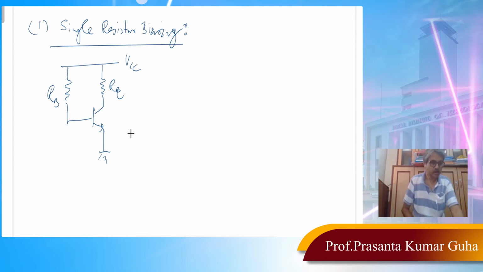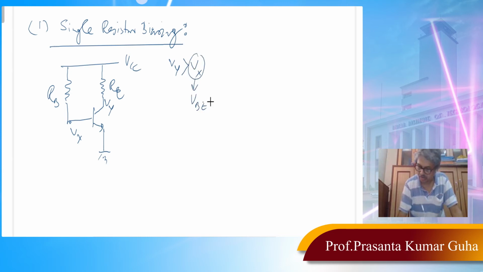In this particular case, what we want is the voltage here and the voltage here. So VY should be greater than VX. VX is basically VBE, to make sure that the BJT is in the forward active region. So we can simply write the equations along this line here. We can write IB RB plus VBE is equal to VCC. So this is your base current. The base current is flowing through RB, and this is giving you VCC.